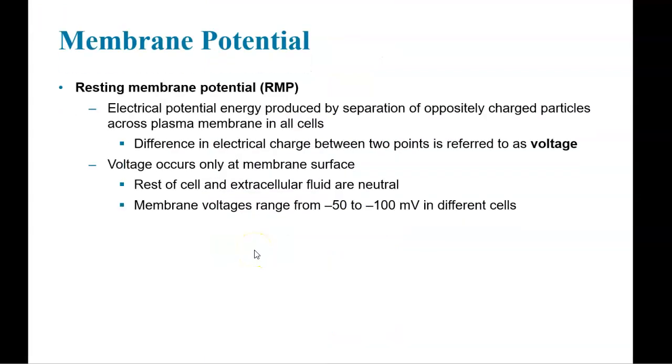Resting membrane potential, this is the electrical potential or electrical potential energy that's produced by oppositely charged particles across a plasma membrane. The difference in electrical charge between the 2 points is referred to as voltage, and the voltage only occurs on the membrane surface. The rest of the cell and the extracellular fluid are going to be neutral. And as far as ranges, that's going to range between -50 to 100 millivolts in different cells.